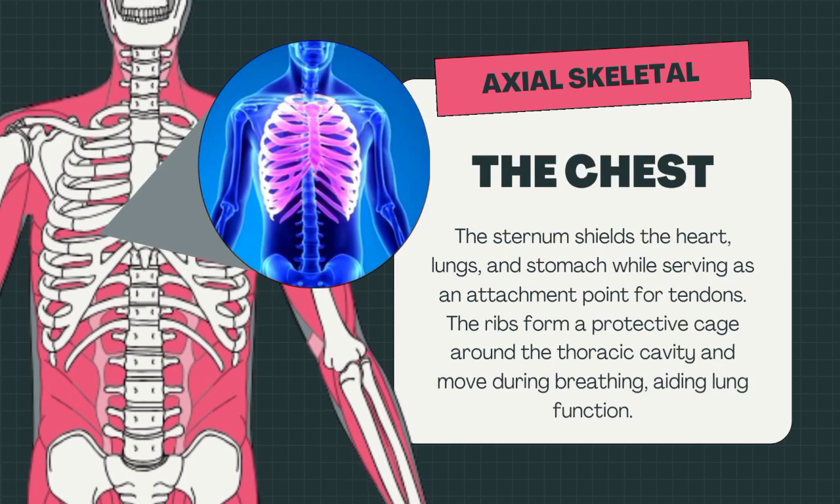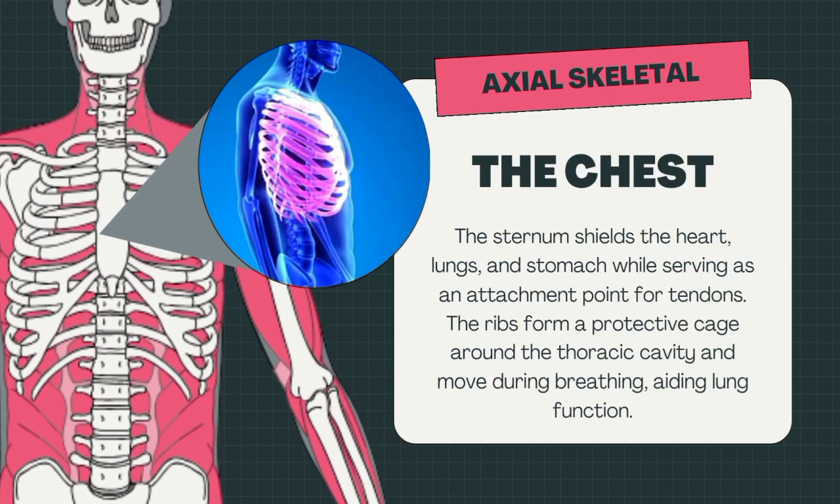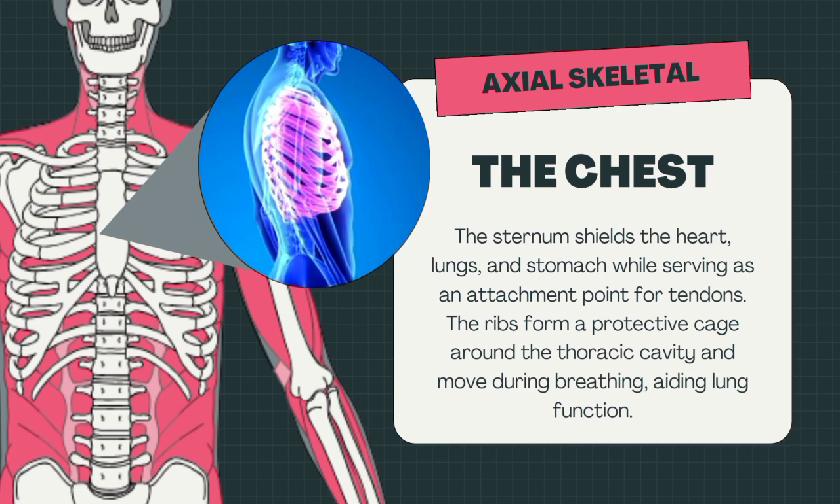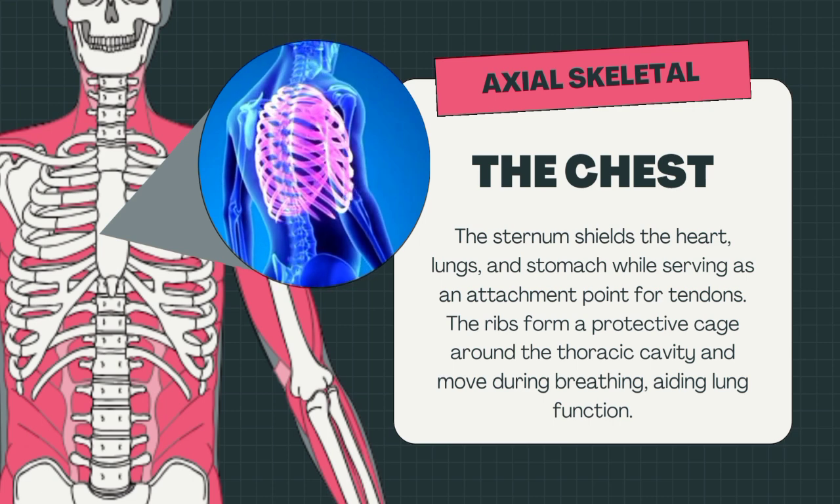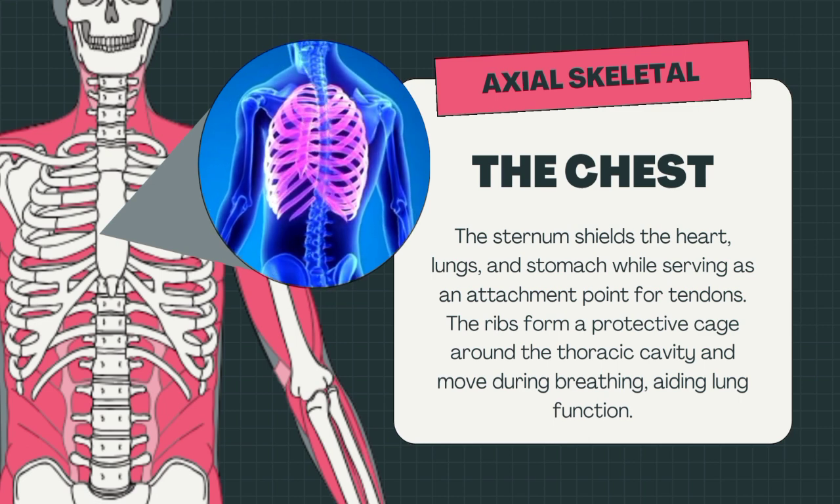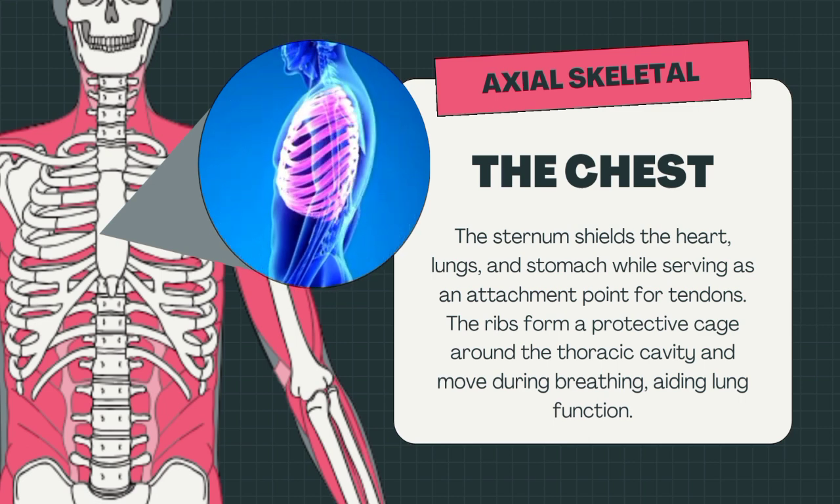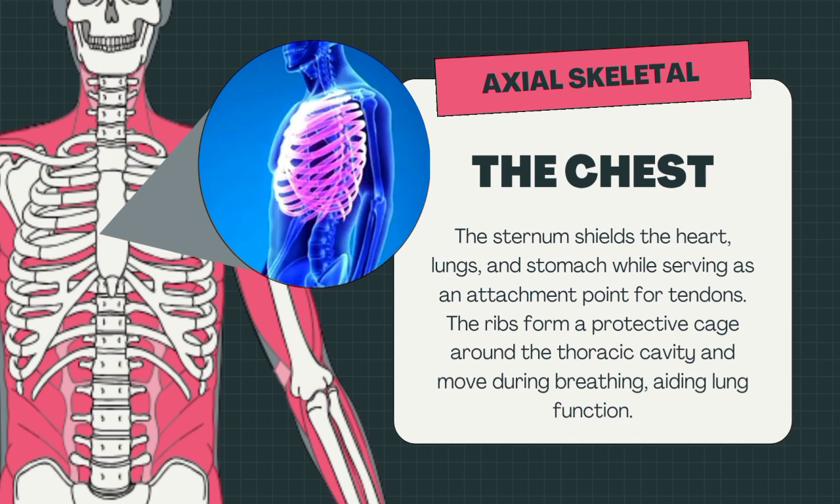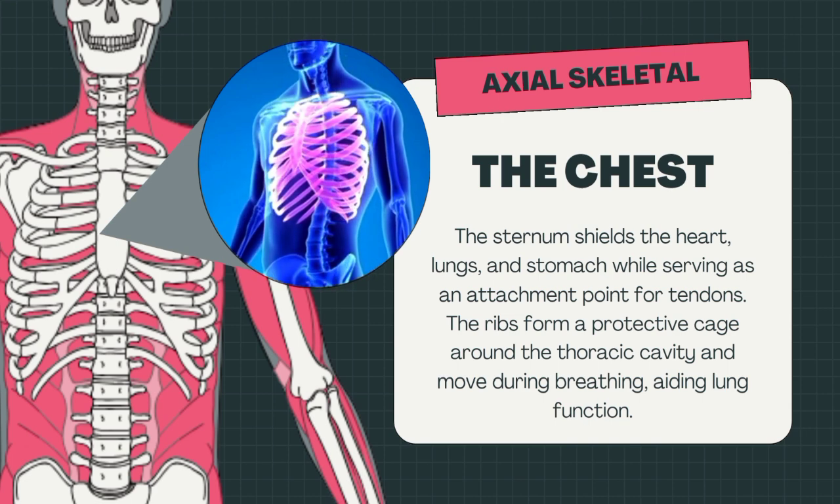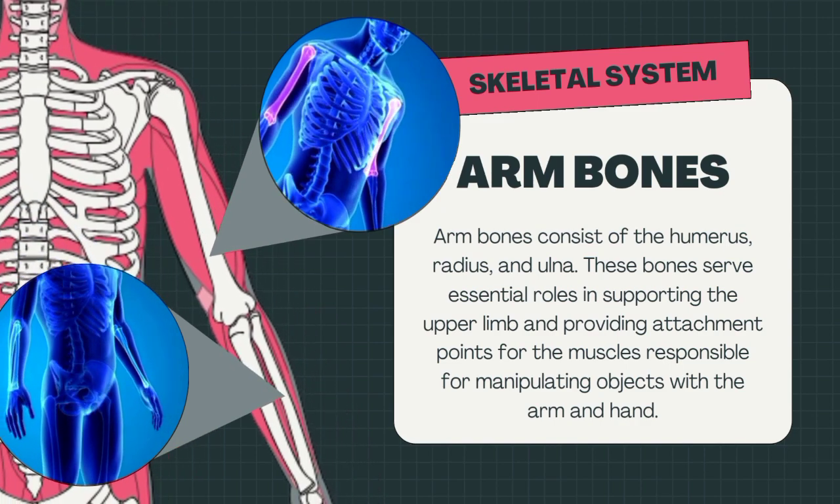The bones of the chest include sternum or breastbone, which shield the heart and the lungs. It also protects the stomach while serving as attachment for tendons. The ribs form a protective cage around the thoracic cavity and move up and down to aid respiration or breathing. Let's look at the bone of the limbs, the forelimbs, that is the bone of the arm.